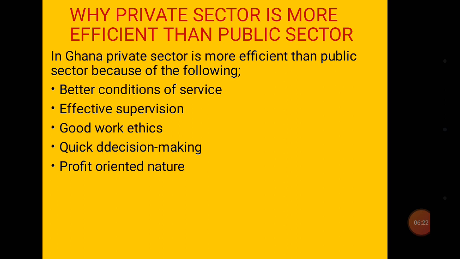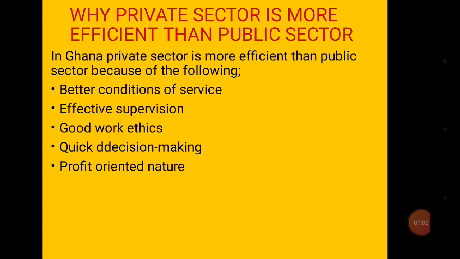Then there is effective supervision in the private sector than the public sector. This is another reason why the private sector does better than the public sector. There's a saying that people do what is inspected, not what is expected. And so in most cases, where there is proper or effective supervision, workers give their best effort towards the total output and profit maximization of their businesses or of their companies. So effective supervision in the private sector is another reason why the private sector is more efficient than the public sector.